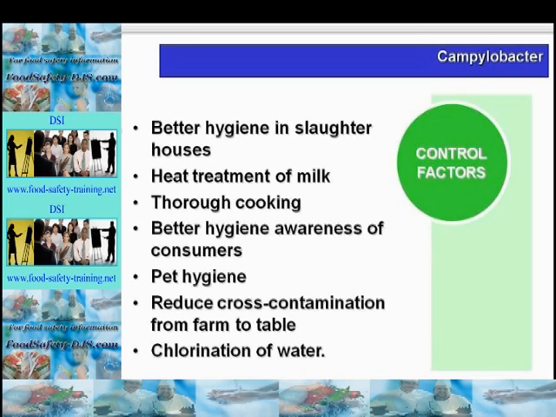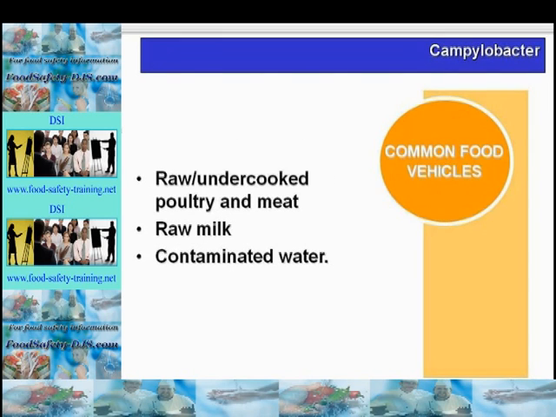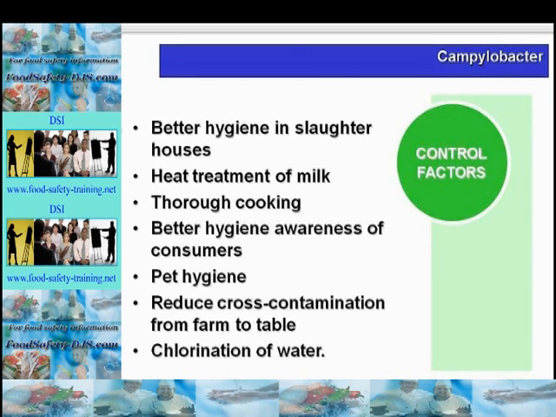Control factors include better hygiene in slaughterhouses, heat treatment of milk, thorough cooking to 75 degrees Celsius, better hygiene awareness of consumers, pet hygiene, avoiding cross-contamination from farm to fork or from farm to table, and lastly chlorination of water.